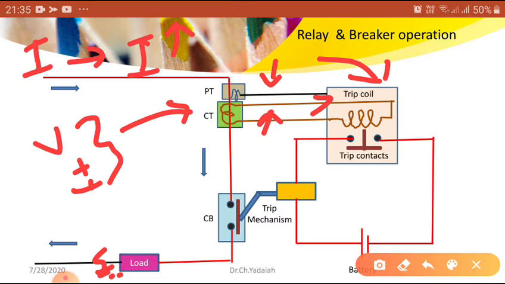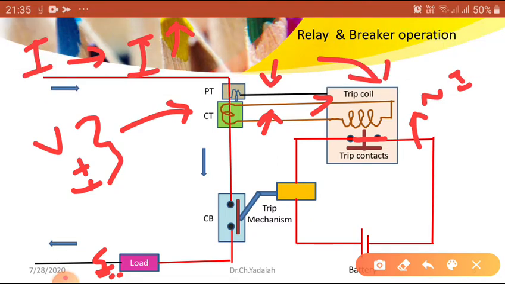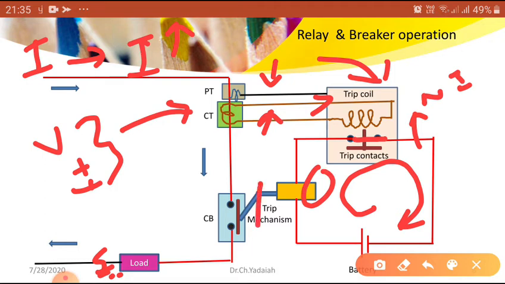How? Whenever more current is coming, N into I, the flux developed in the coil is more. That easily pulls the contacts to the upper side. Then this lever comes upper side, and the two contacts are closed by this metal part. Now the battery comes into the picture. Once the circuit is closed, the current passes through this mechanism. Then once the mechanism operates, the breaker will simply open.